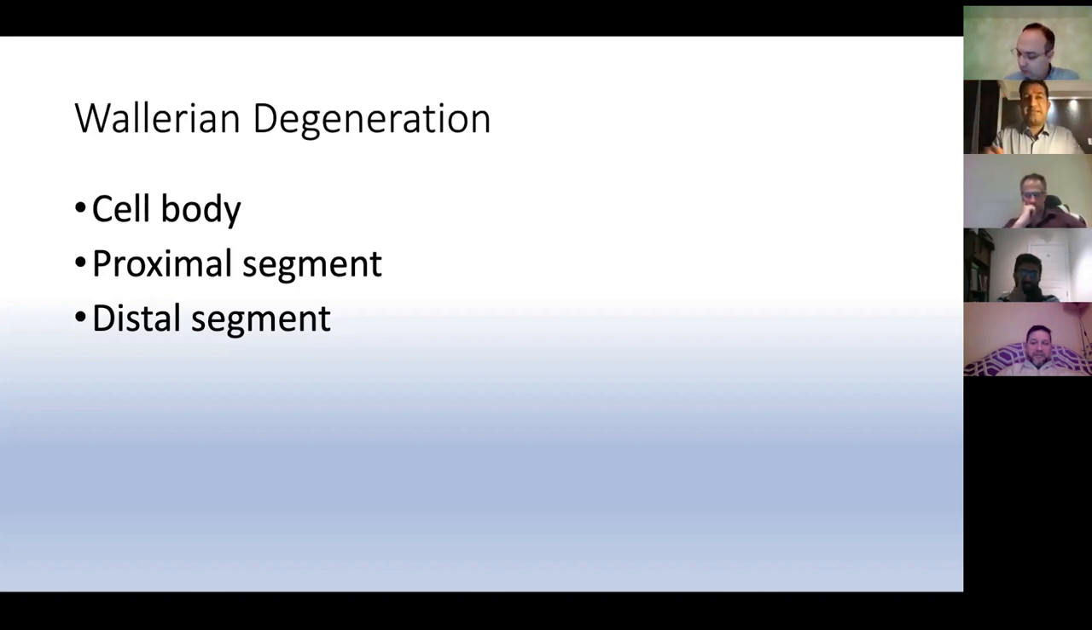Then what happens is in the cell body, the nucleus moves to one side and it changes its phenotype from being a neuroconductive phenotype to a neuroregenerative phenotype. So it increases its activity, mitochondria, etc., and it becomes a neuroregenerative phenotype. Then in the proximal segment, you start to get outgrowth of these little finger-like projections called filipodia.